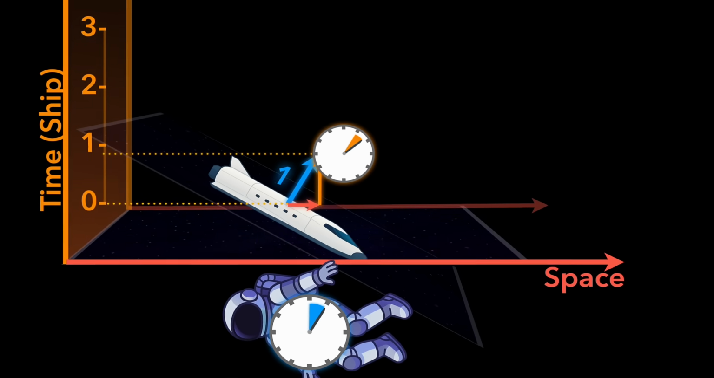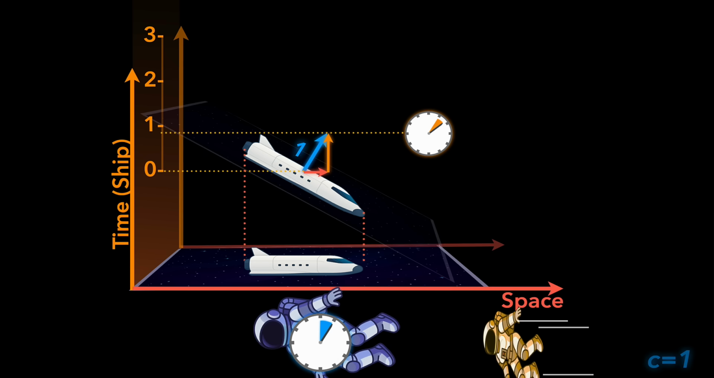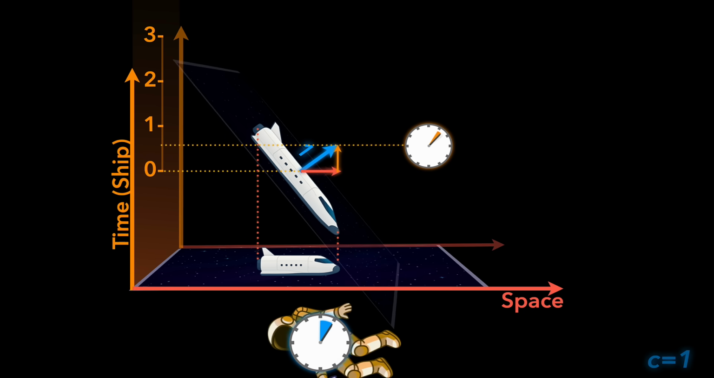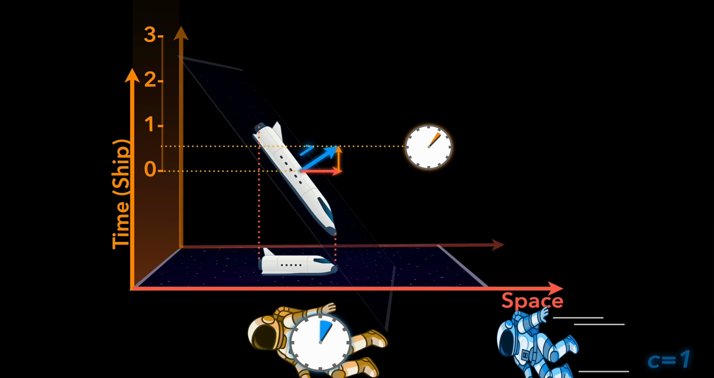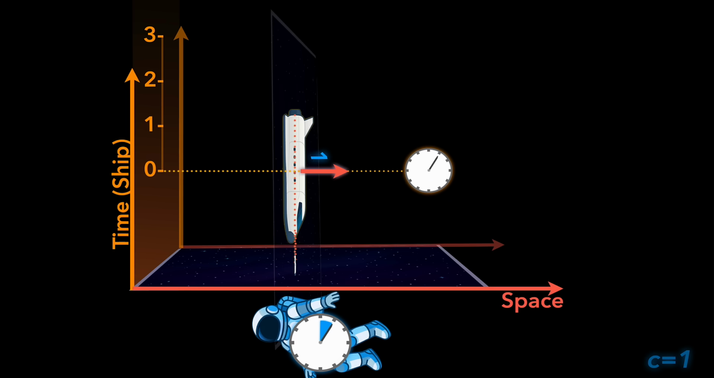But wait, there's more. Look at the projection on the space now. It's shorter. That's why our friend measures the ship itself to be shorter. Length contraction. Incredible, right? And the faster it moves, the more extreme these effects get. Finally, when the vector tilts almost horizontal, almost all its velocity is through space. The ship is practically frozen in time. Its length and time intervals are infinitely distorted.